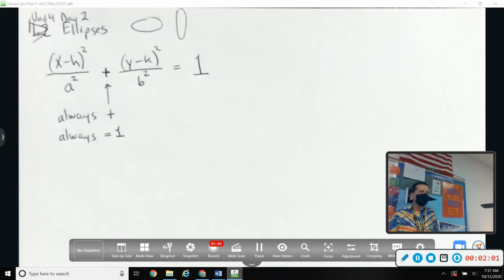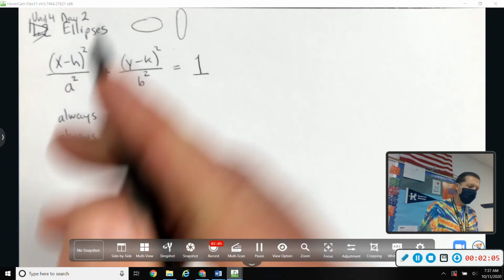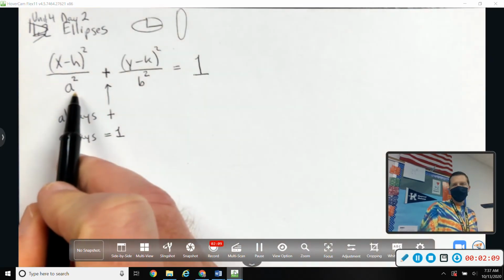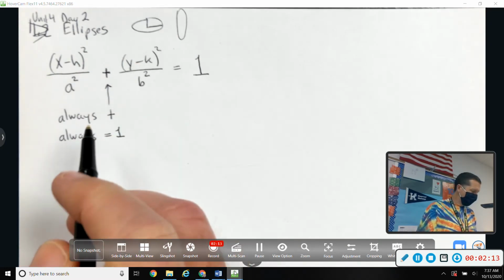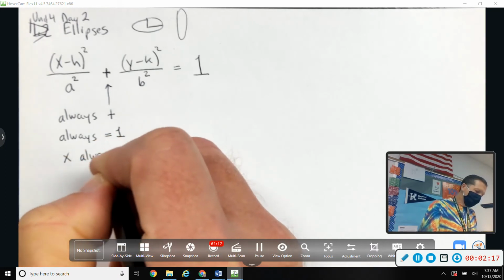It doesn't mean the radius is 1. It means the radius is sort of underneath each piece. It's like they have different radius in different directions. So the x radius is under x, the y radius is under y, is the easiest way to think of it. The x is always first.